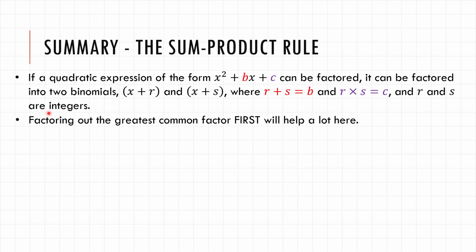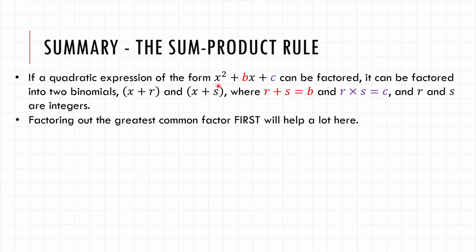So to summarize this, if you have a quadratic expression in this form, sometimes it can be factored. If it can be factored, it can be factored into two binomials, x plus r and x plus s, but it's very specific that when you add r and s, they must equal b, and when you multiply them, they must equal c. And those two numbers do have to be integers.